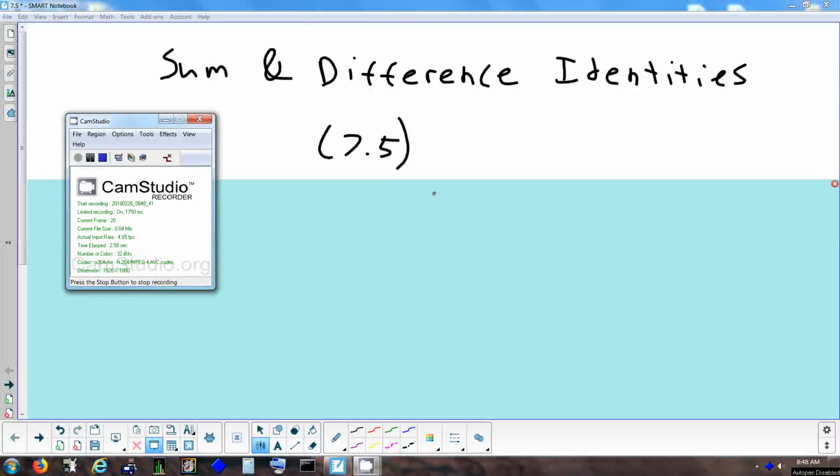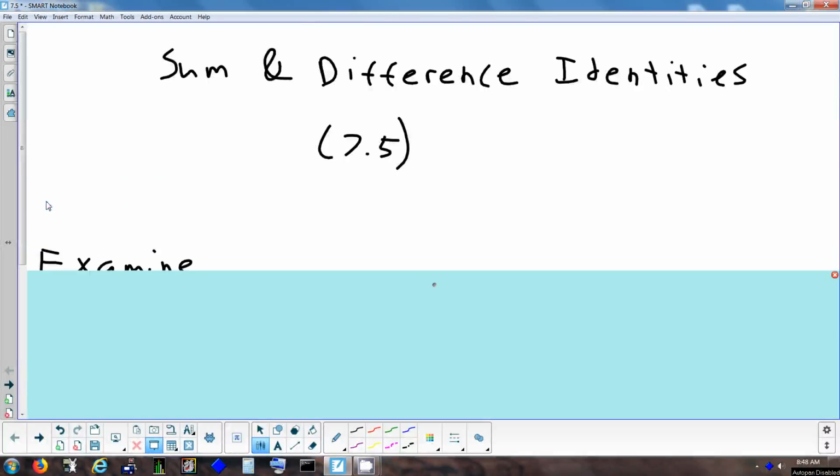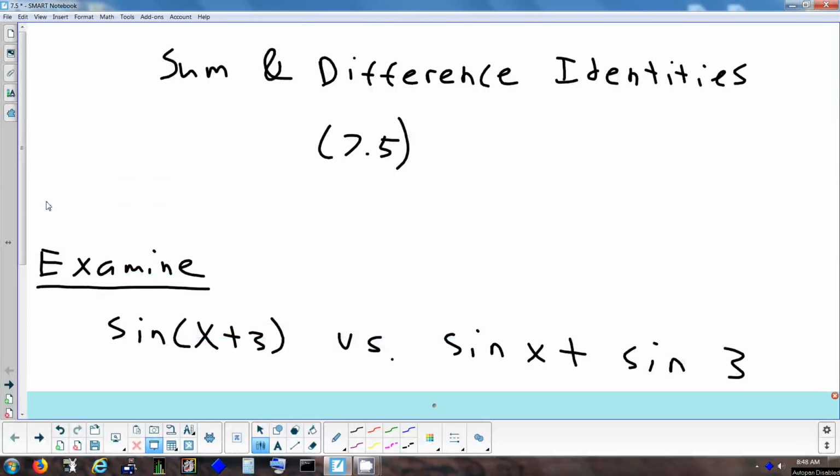Okay, so the first section we're going to look at this week is 7.5, and it's on what we call sum and difference identities. There's going to be 6 main trig identities we look at in this section. Sine with a sum, cosine with a sum, tangent with a sum. And then we'll look at sine with a difference, cosine with a difference, tangent with a difference.